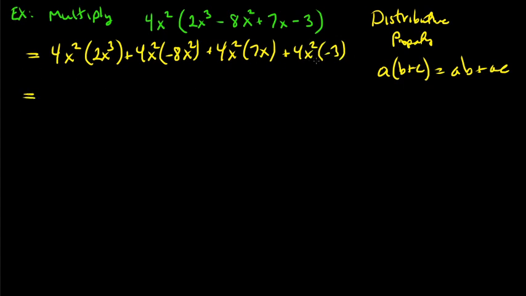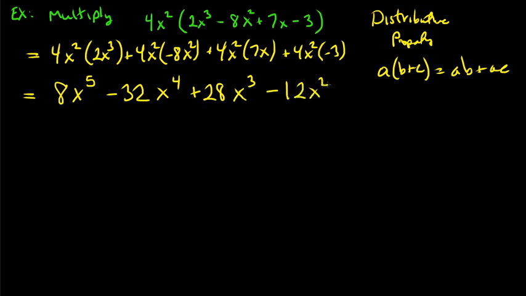And you don't have to write all this out. If you're comfortable with doing this in your head, that's fine, right? After all, 4 times 2 is 8, and x squared times x cubed is x to the 5, right? It's 2 plus 3, not 2 times 3, right? 4 times negative 8 is negative 32, and then 2 plus 2 is 4, right? So x to the 4. And then 4x squared times 7x. So 4 times 7 is 28, and x squared times x is x cubed. Right? And then finally, 4x squared times negative 3 is going to be negative 12x squared. And so that's it, right?